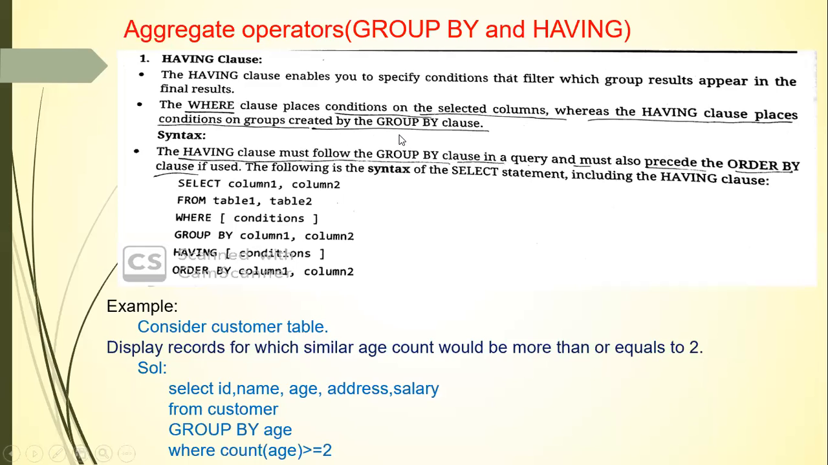We select the records with the help of a select clause, and we place those records in the form of groups with the help of the GROUP BY clause, and we apply the condition on that group. We need to use this HAVING clause. The HAVING clause must follow the GROUP BY clause in a query and must also precede the ORDER BY clause if used.